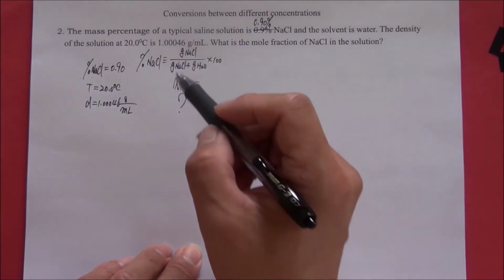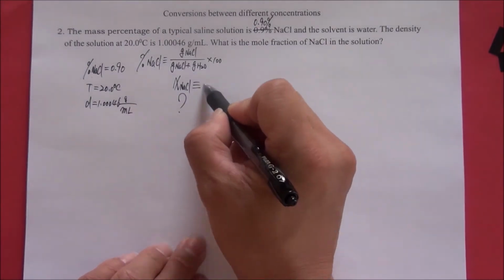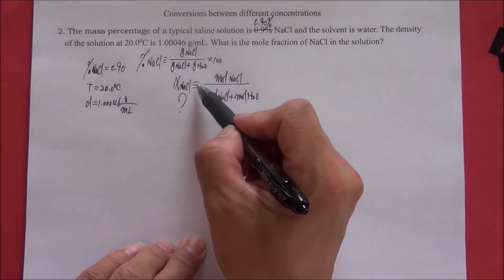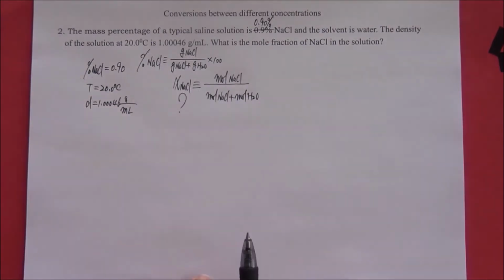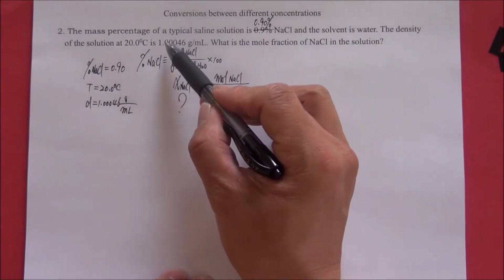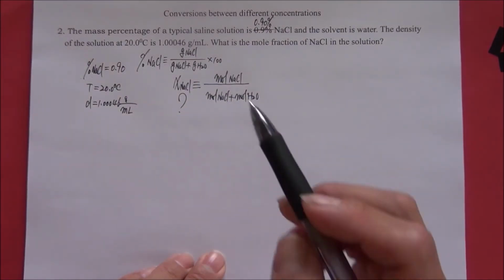Then let's look at the definition of the mole fraction of sodium chloride. I use three lines to represent that this is the definition. Then let's look at how we can convert from here to here. Remember what we learned in class.